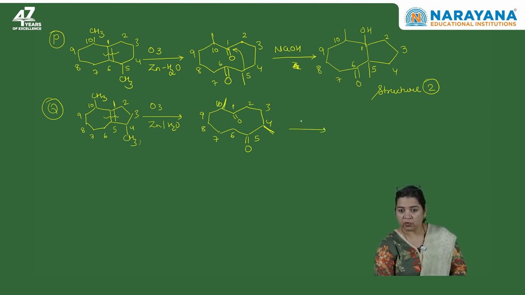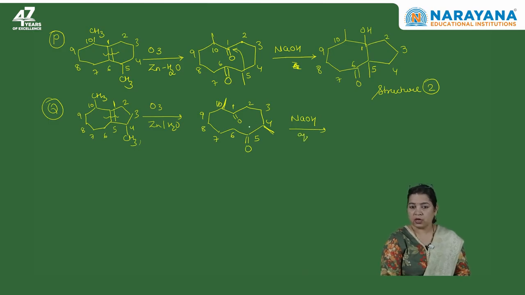Now again we have to go for aldol with aqueous NaOH as mentioned. 10 has two neighboring alpha H, either 6 or 4, and the same applies to carbonyl 1, either 10 or 2. Any one we can use. But here we definitely have to be very careful about which site I should attack, so as to have a stable six-membered structure, right? We should have a stable six-membered structure.